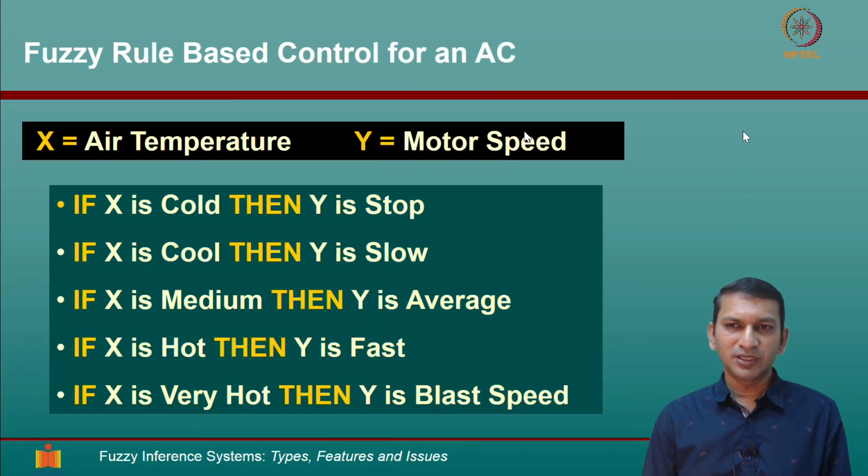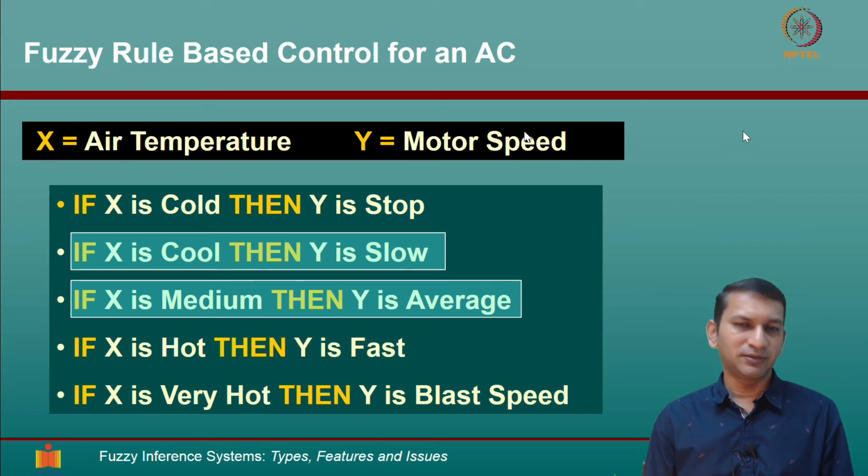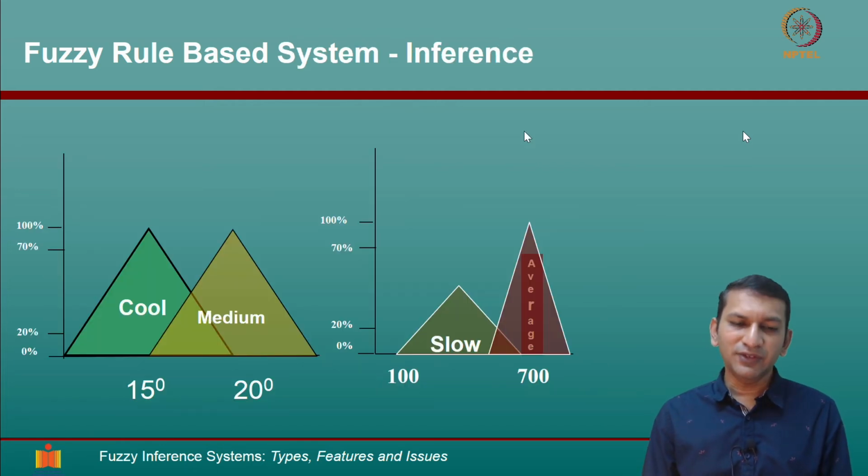So among these 5 rules, since the given input is 18 and it belongs only to cool and medium, these are the only 2 rules that can come into play. Of course, we know that we have a lot of knowledge, but what is useful, appropriate, relevant for the problem at hand, that's what we are going to pick up. So given that the input is 18 degrees, these are the 2 rules that come into play because 18 belongs to both cool and medium. Now the inference itself. It is sufficient to consider these 2 fuzzy sets, cool and medium on the X domain and slow and average on the Y domain.